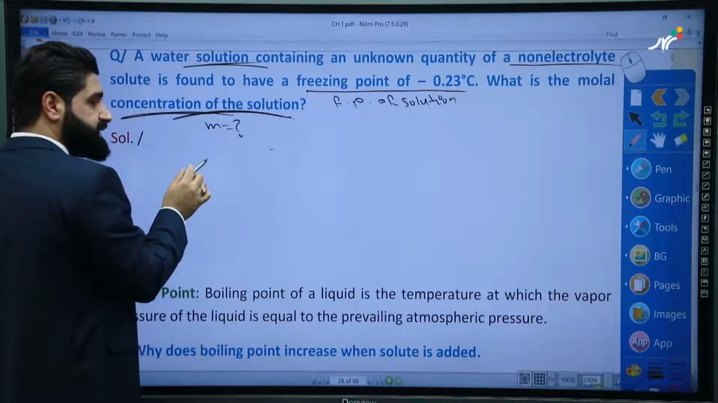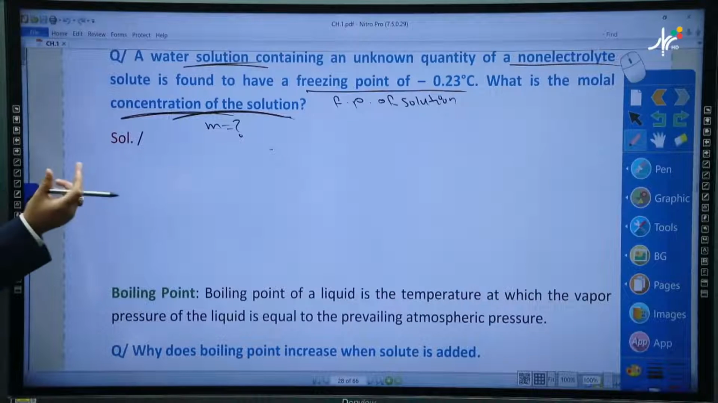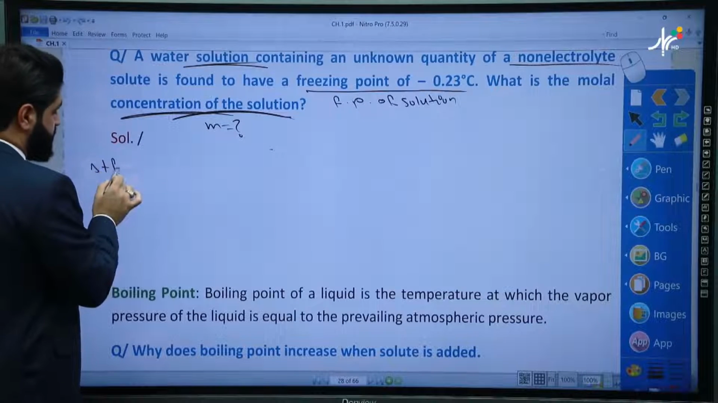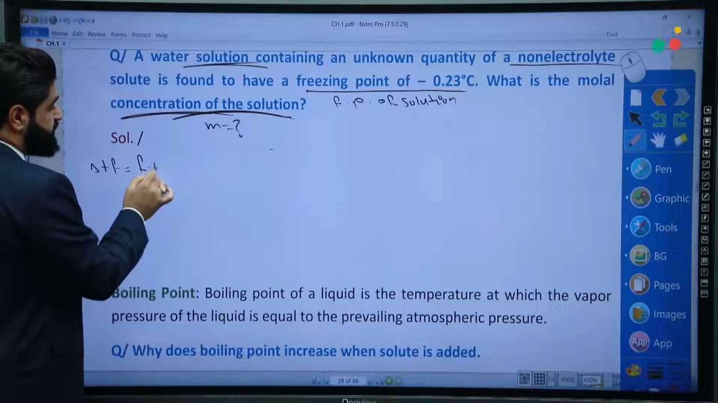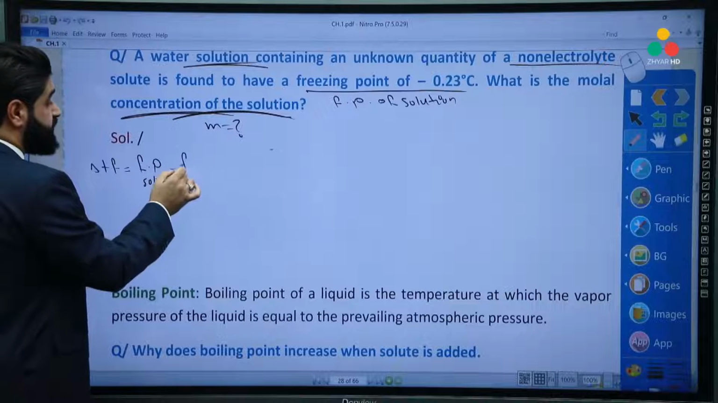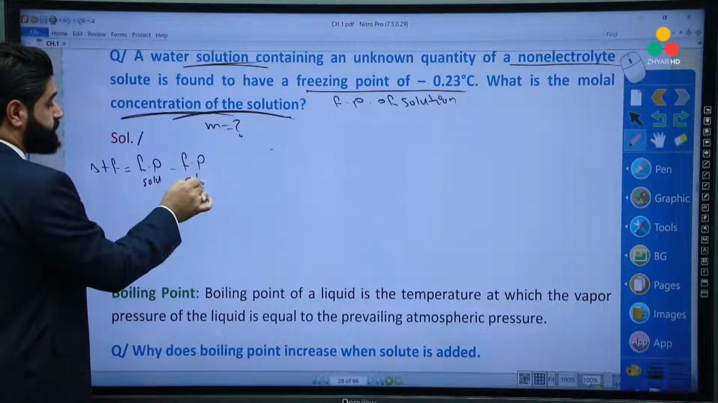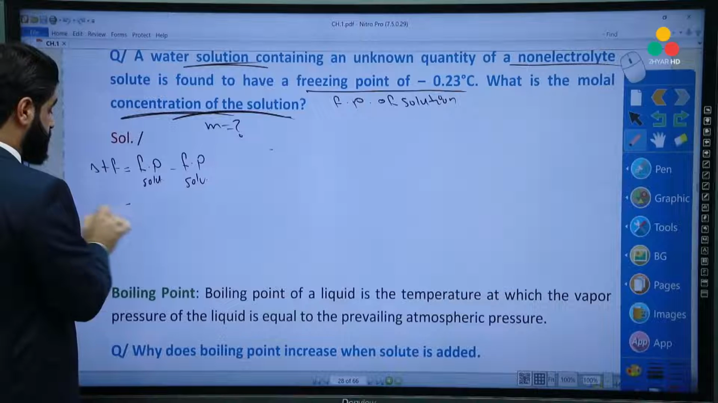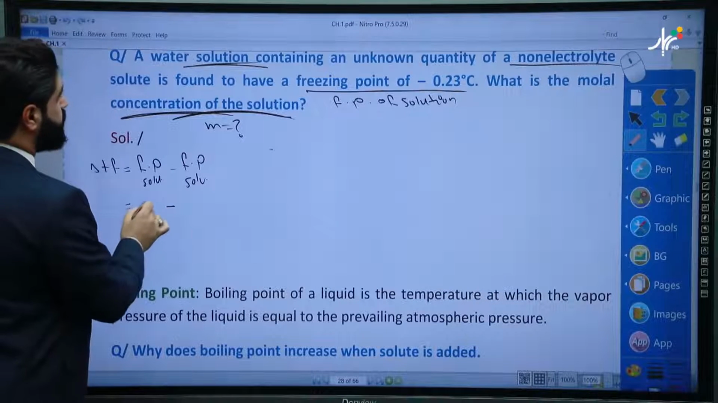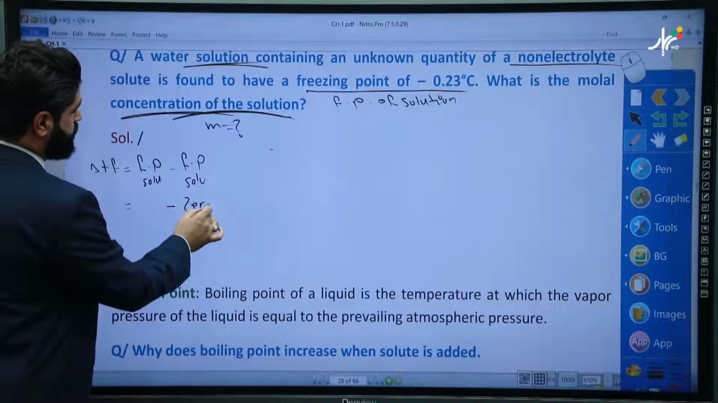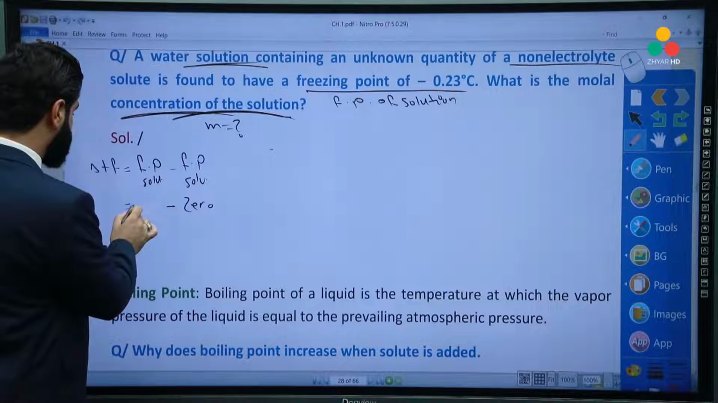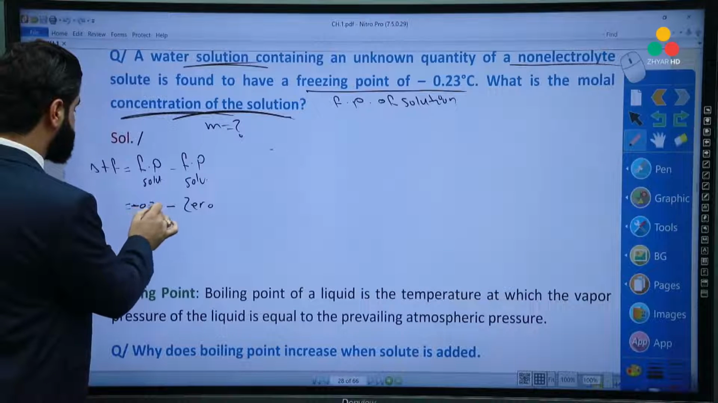Well, so we want molality. In which equation do we have molality? Well, firstly we have to get the value of delta TF. Delta TF equals the freezing point of solution minus the freezing point of solvent. The solvent is water, so it freezes at 0. It's minus 0 without thinking. The freezing point of solution equals negative 0.23.